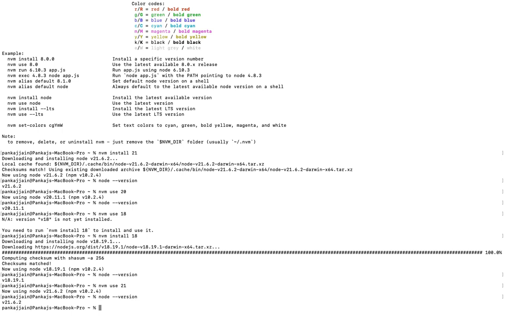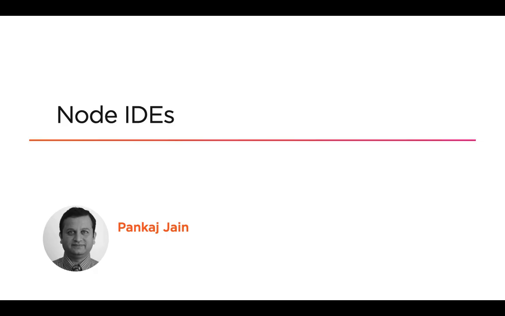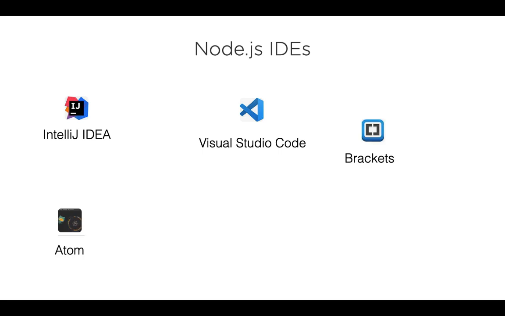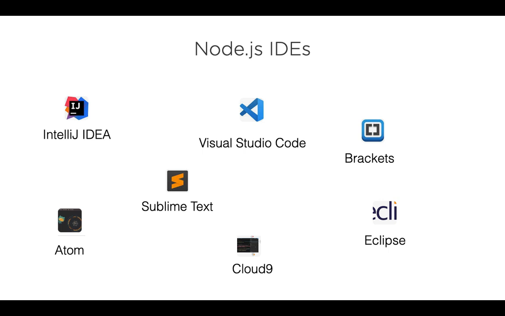Before we start writing code in Node, let's talk about the different Node IDEs as they make writing code very easy and efficient. Using an IDE makes it very easy to develop Node projects. There are several options out there like IntelliJ IDEA, Visual Studio Code, Brackets, Atom, Sublime Text, Cloud9, a browser-based IDE, Eclipse, etc., and the list goes on. You can use any one of these you like. However, I like Visual Studio Code.